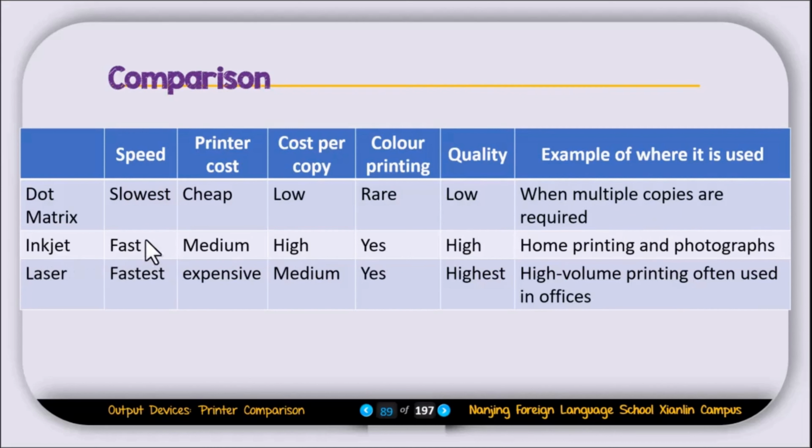The next type of printer is called the inkjet printer. The speed of the inkjet printer is faster than the dot matrix printer, and the printer cost is medium.